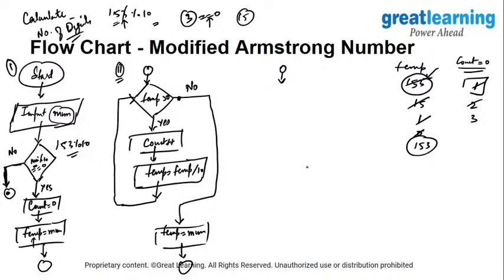Now our temp is again equal to 153. Now we don't need this count. We have already found out that there are 3 digits in it. So that's done and dusted. Okay, so now what we will do, we will just check.